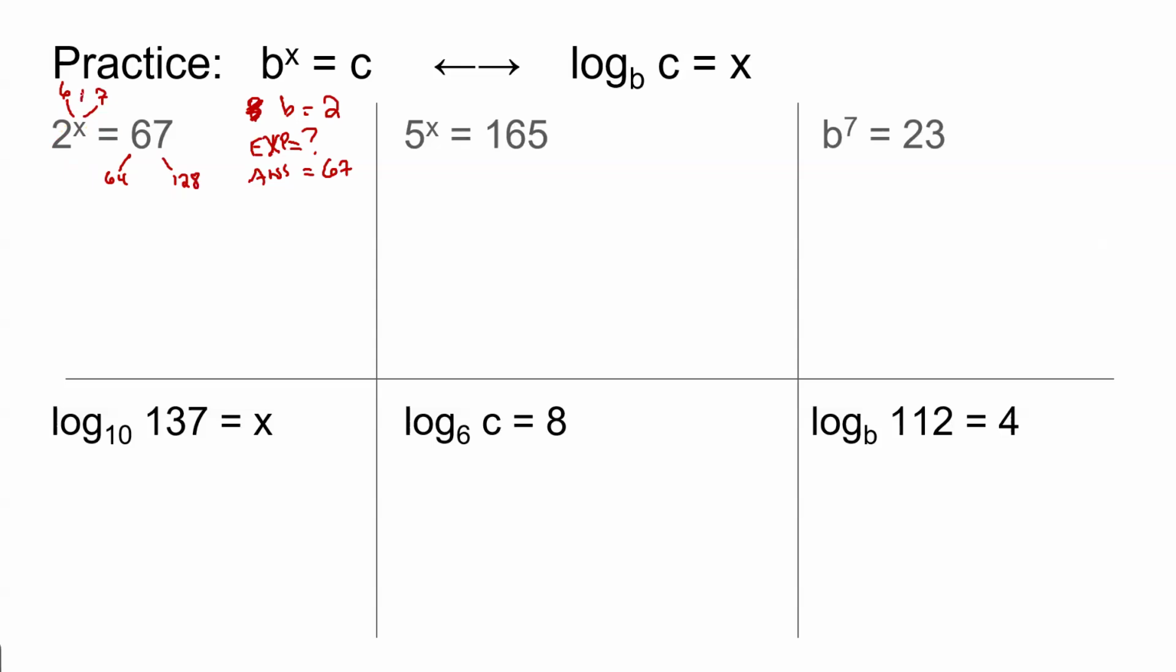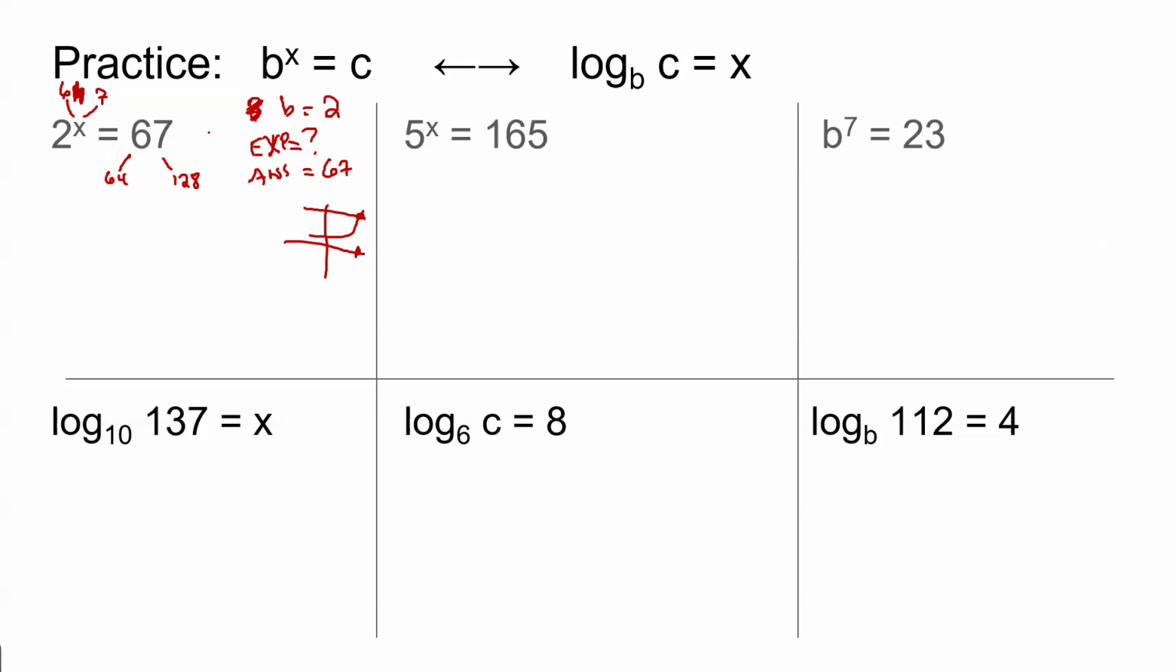So I'm somewhere in the middle here, actually closer to the 6 than I am to the 7, right? So it's going to be 6.2 or 6.3, or somewhere in there. But we can't do any better than that, other than graphing. Right now, the only thing we could do is graph 2 to the x and graph 67 and go get that point, make the calculator do it for us.